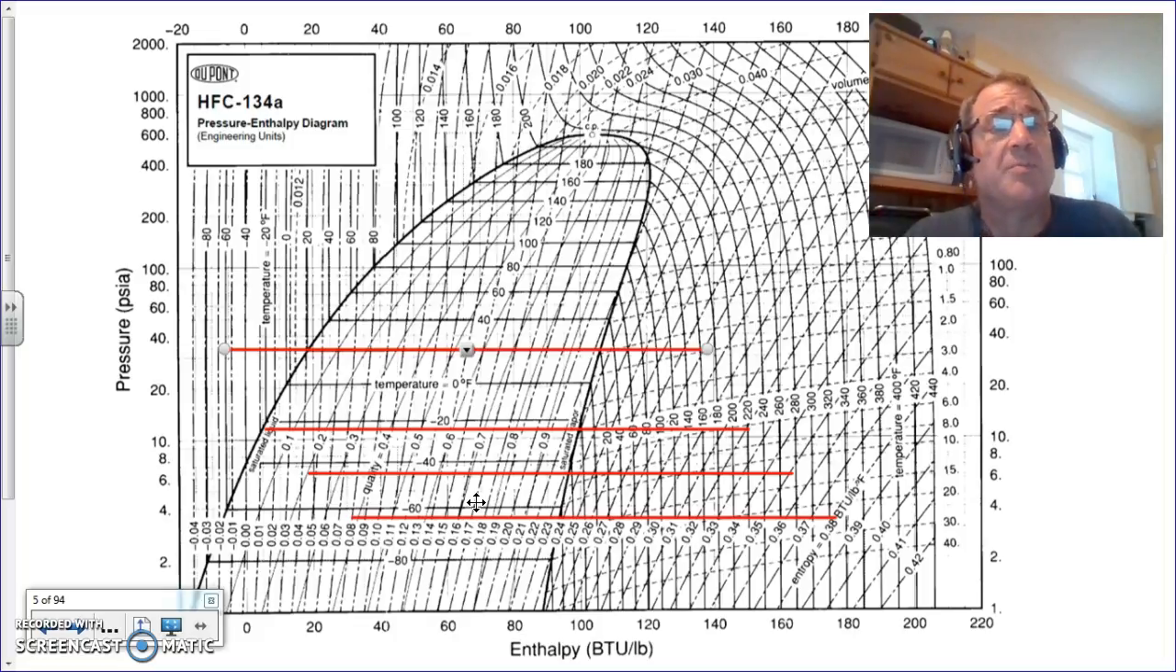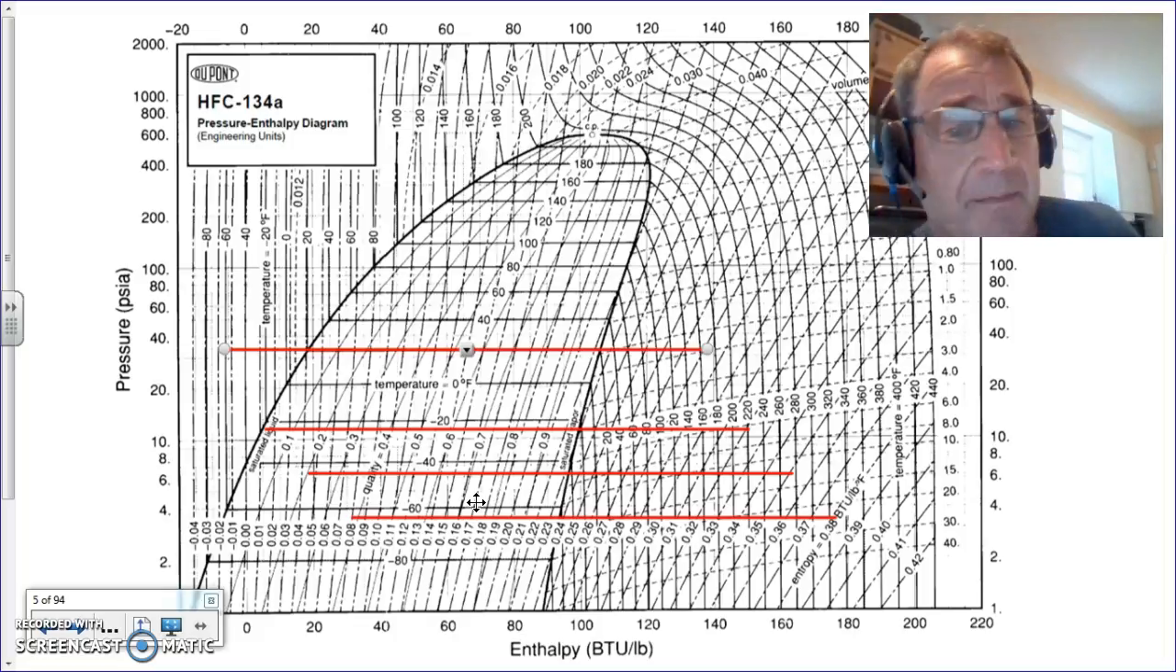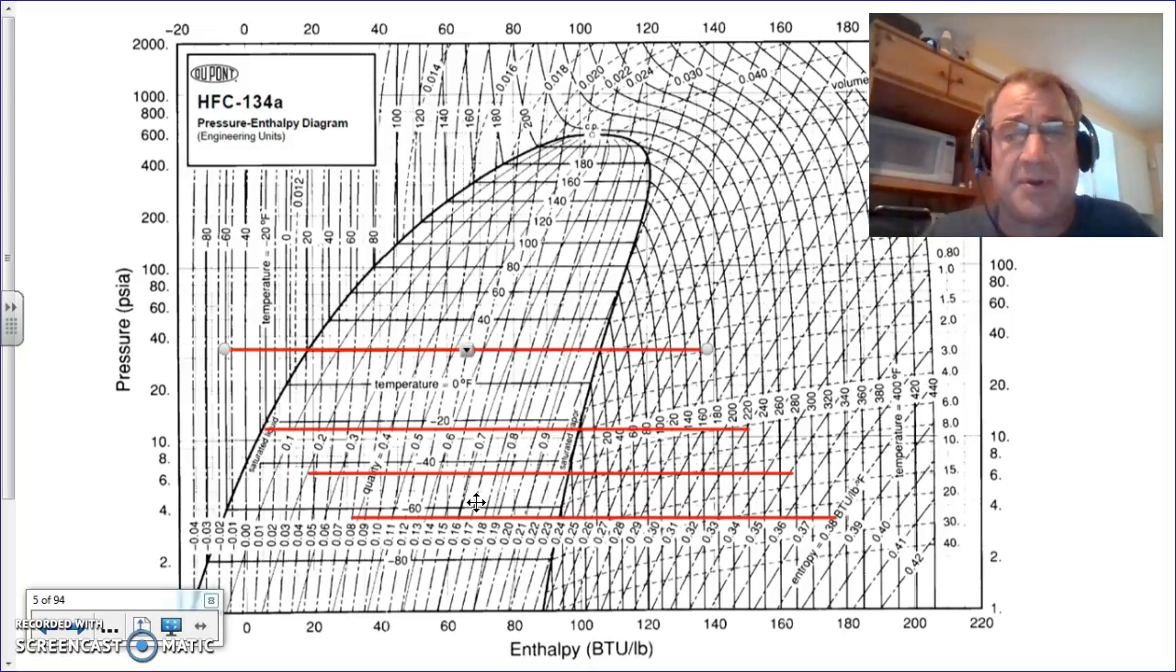Okay, in this system we're going to be using refrigerant R134A, and on the pressure enthalpy diagram here, you can see that the 20-degree Fahrenheit line is right along here. And that corresponds to a low side pressure of around 37 psia right here. So this line at the bottom is going to represent our suction pressure.